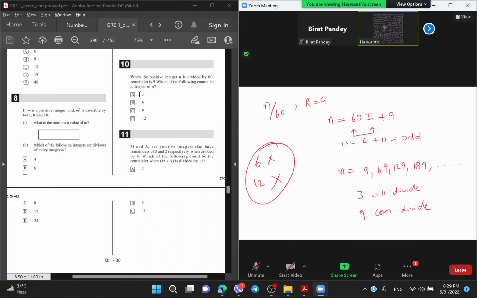So the first step is we are taking how the values of n are coming out to be. N will be of the form 60 into some integer plus 9, and any number of that form is an odd number. So 6 and 12 cannot divide odd numbers. Then if you look at the possible values of n, 3 will definitely divide all these numbers, whereas 9 is dividing only some of the possible numbers. So we'll select only 6 and 12.